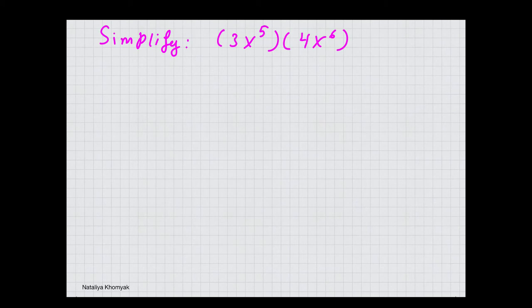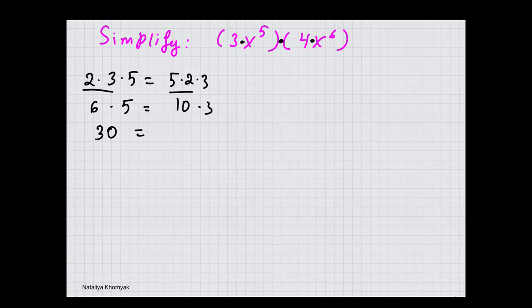Here we have numbers and variables, and this is all multiplication. And in multiplication, you can rewrite factors without changing the value, just like 2 times 3 times 5 is the same as 5 times 2 times 3, or 3 times 2 times 5, because this will give us 6 times 5, and this is 10 times 3. So we get 30 equals 30. So I'm going to use the same property for this problem.